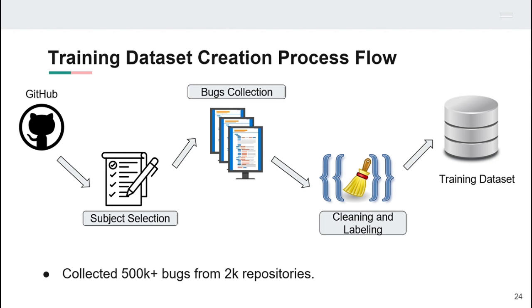Then we label those files into buggy and fixed versions. And finally, we include a metadata file with meta information such as repository name, bug ID, buggy and fixed version commit IDs, buggy line numbers, etc.